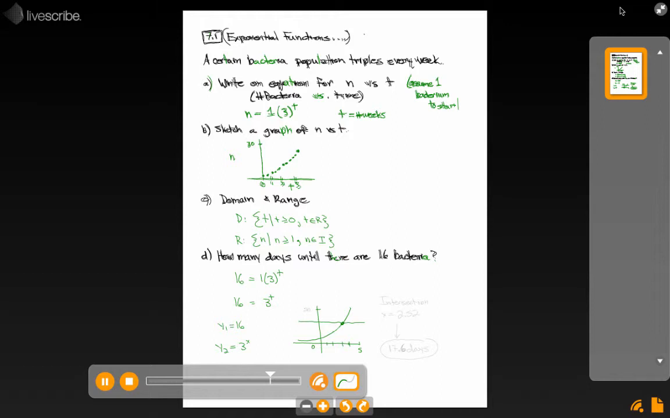Make sure your window setting is big enough. So maybe make sure this goes from 0 to 20. This one goes at least up, maybe up to 5 would be big enough. When I find that intersection, I find that it's about 2.52.